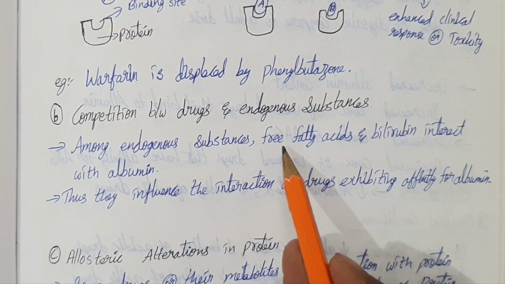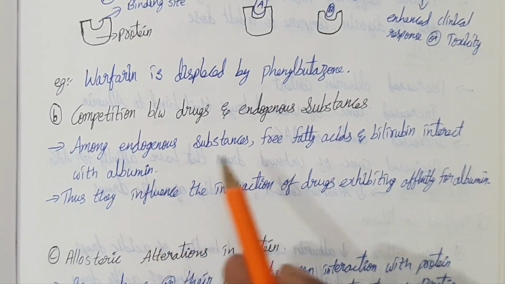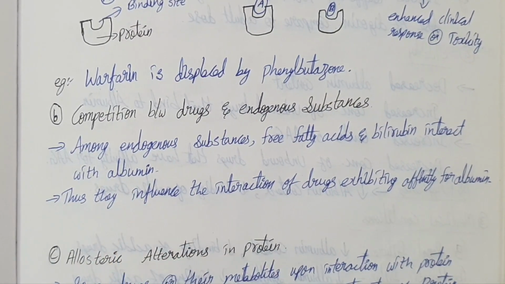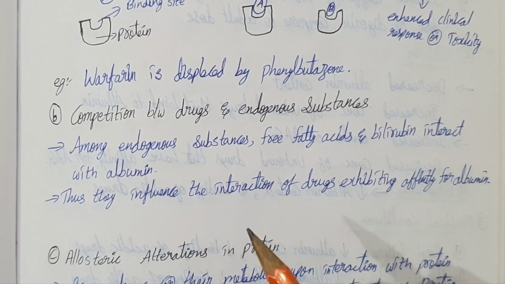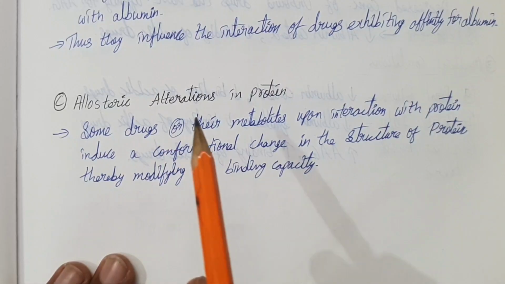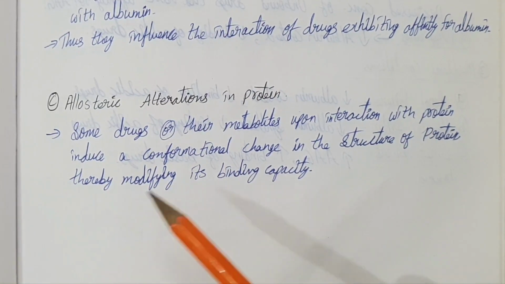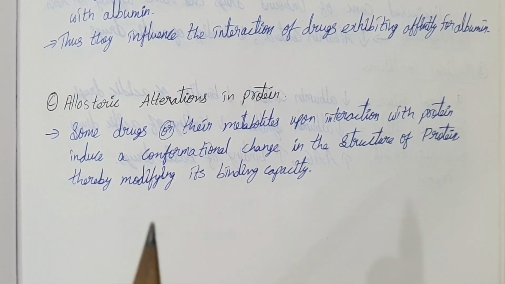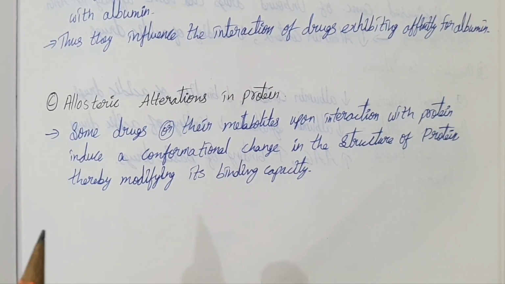Now let's see the competition between endogenous substances. Natural substances like fatty acids and bilirubin also compete with drugs for albumin binding. This can alter the amount of free drug available. Next is allosteric alterations. Some drugs or their metabolites cause structural changes in proteins, which alter their binding capacity. So any structural changes in proteins also affect their binding capacity with others.